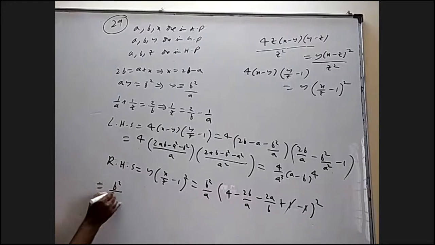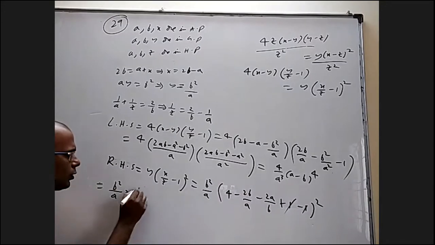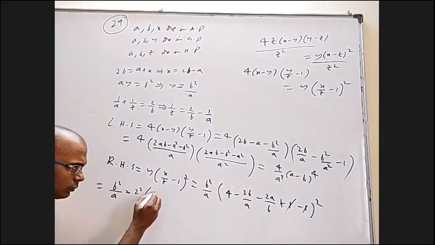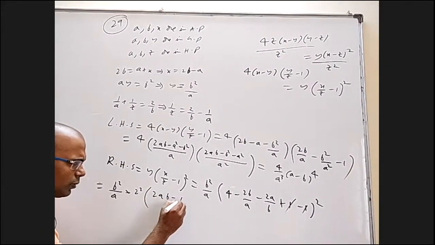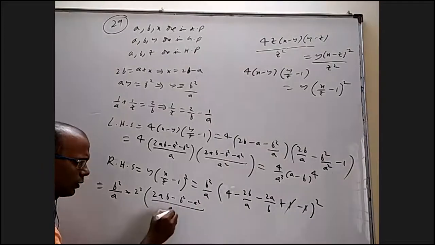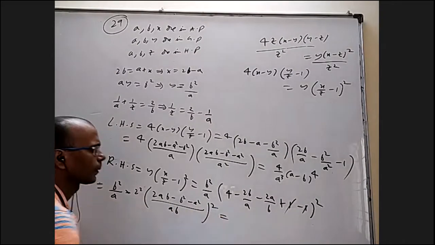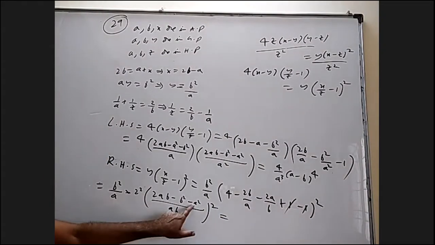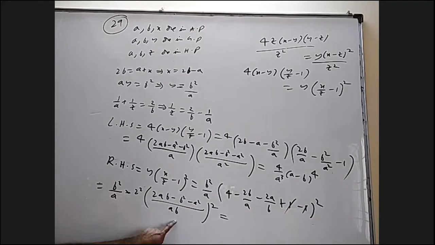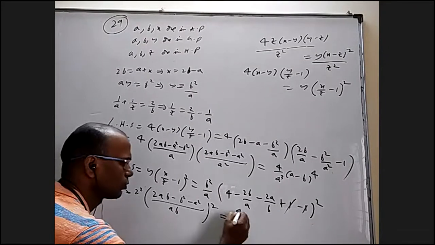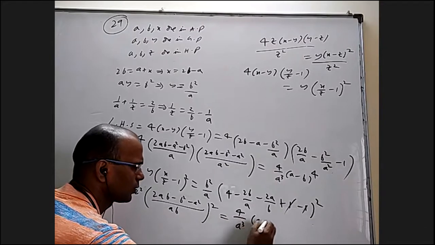This one, b square by a square. b square by a, 2 common, 2 square, and then LCM will be 2ab minus b square by ab whole square. This is again a minus b whole power 4. There is a 4. This is a square b square. One b square will cancel, and a cube will come. 4 by a cube a minus b whole power 4.